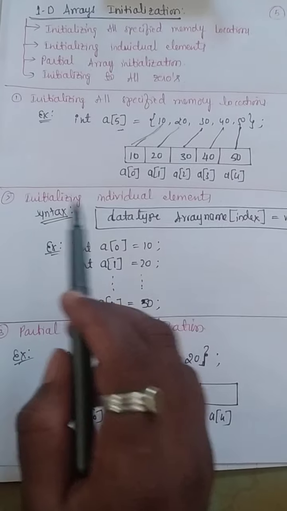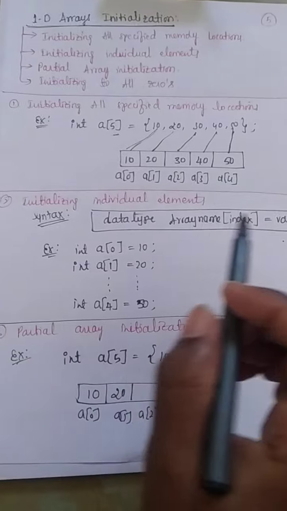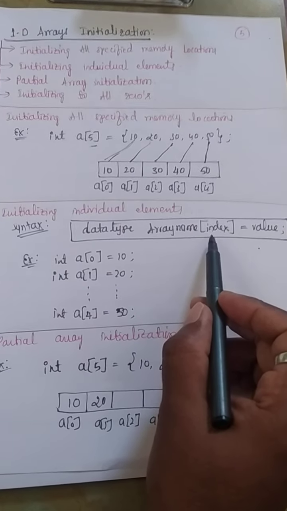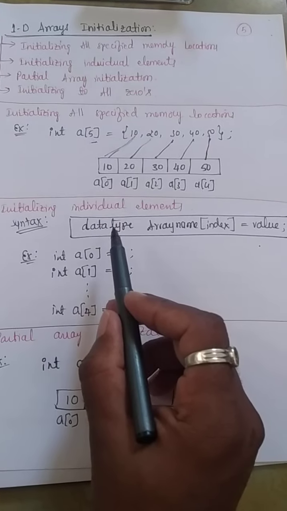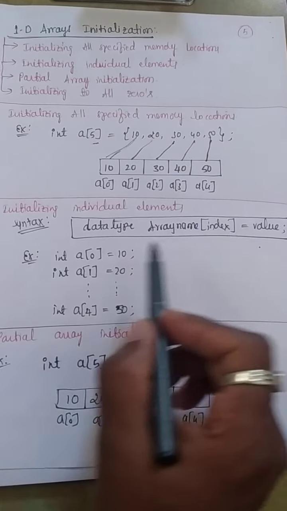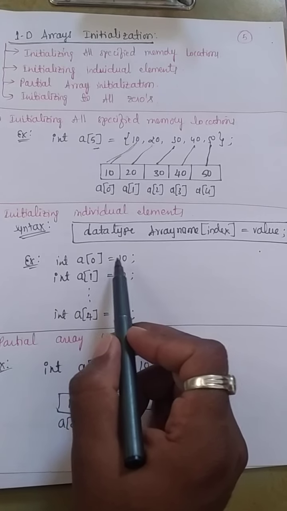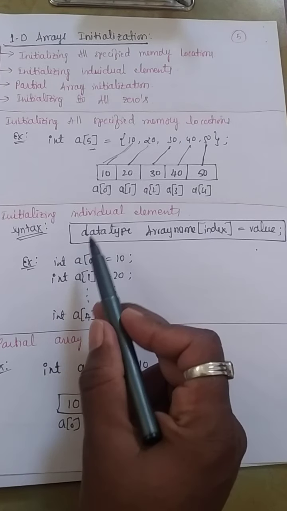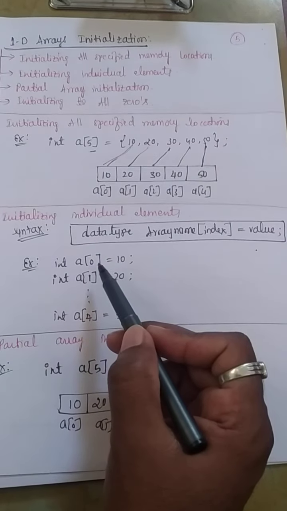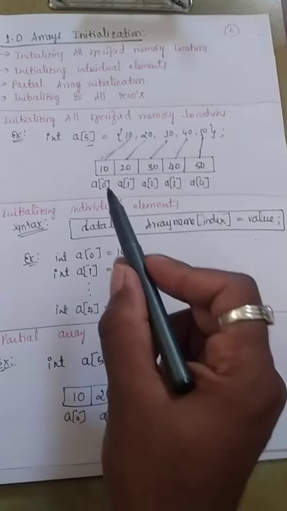Second one, initializing individual elements. What do you mean by initializing individual elements? In the sense, you can initialize one value with respect to the index. Okay, now the syntax is array name[index] = value. Here you are having examples. a[0] = 10. Int is the data type, array name is a, index value is 0. This a[0] location is initialized by some value, that is 10, like this only.